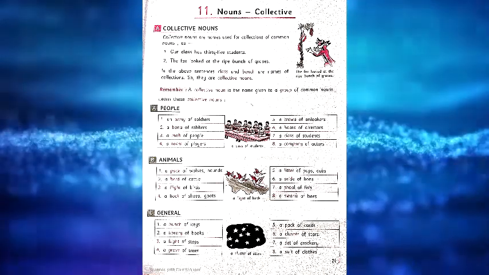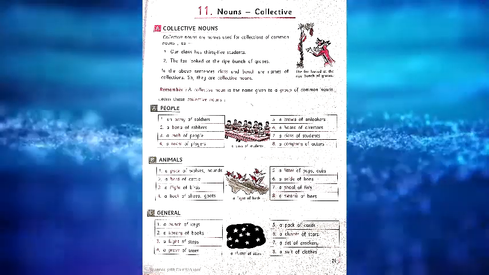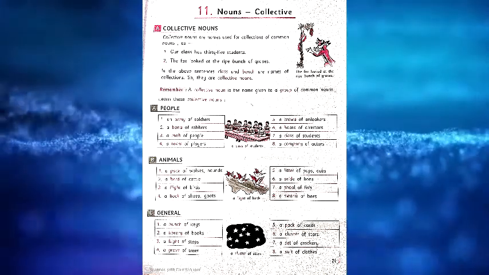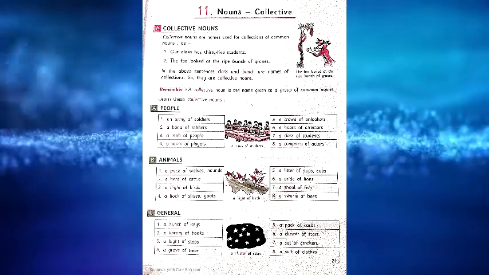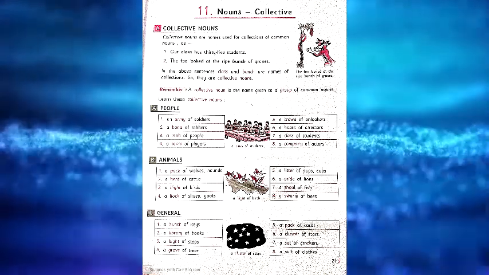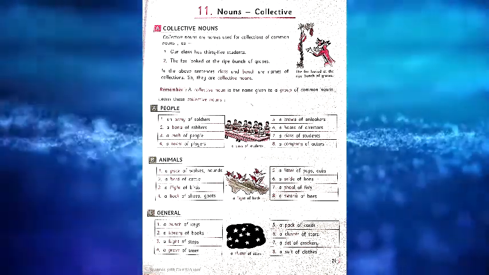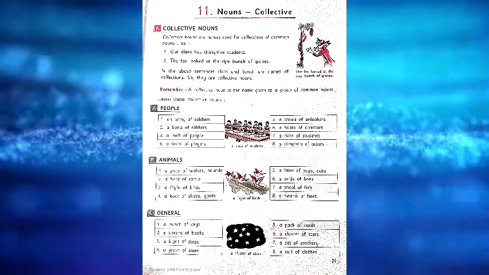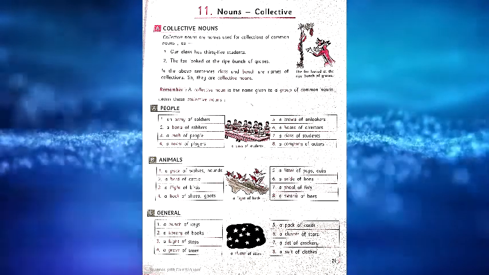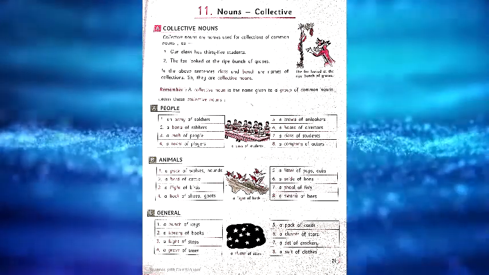So class is a collection of students. So 35 students are there, that's a collection. So that class includes 35 students. Students is a common noun, and a collection of common nouns is considered as a collective noun. So class is considered as a collective noun.